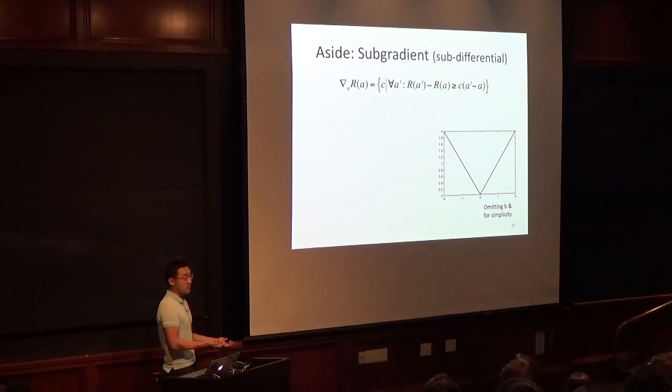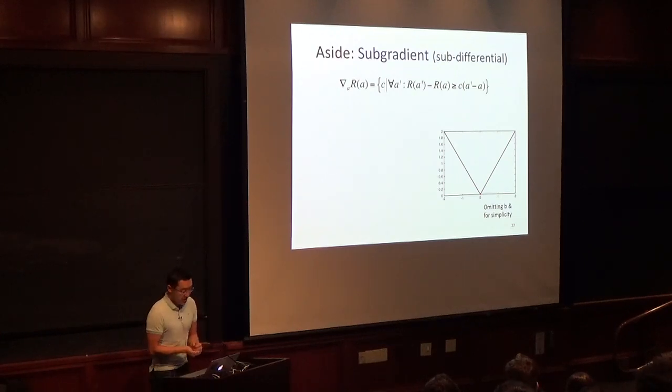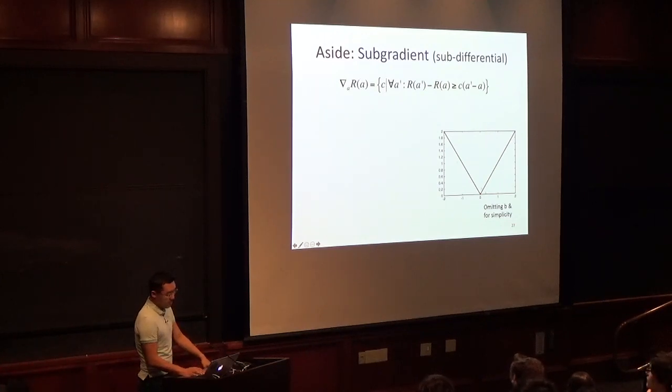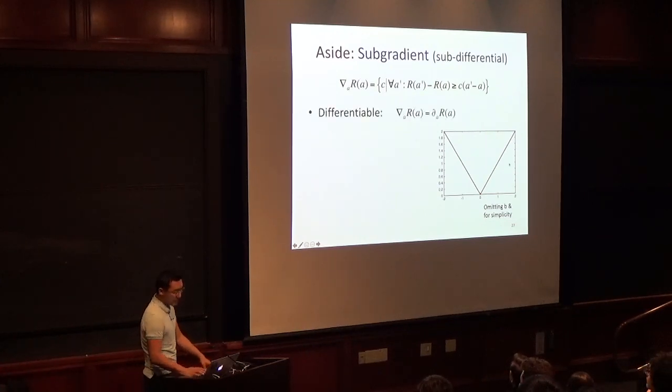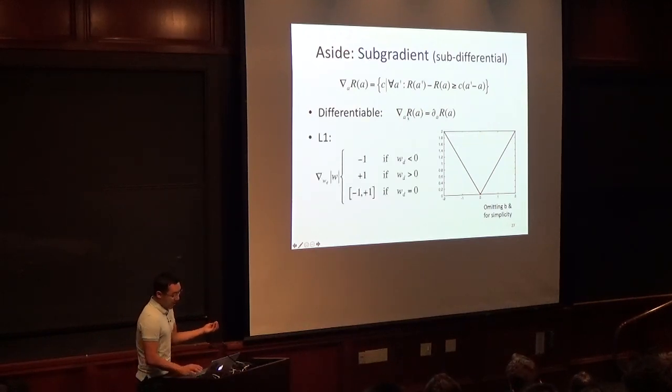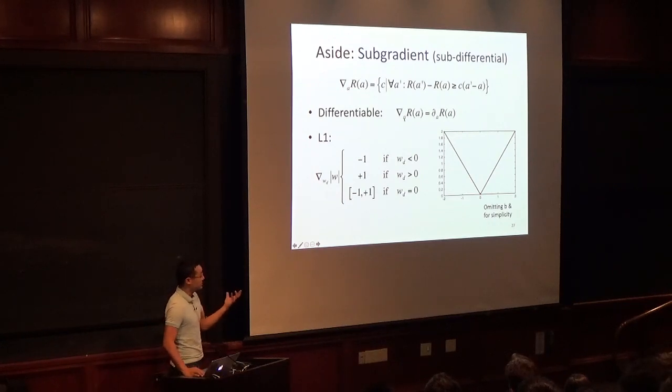But as long as these functions are convex, which this is, the subgradient exists. And the subgradient is simply the set of slopes, in the 1D case, that sit under the function. So if the function is differentiable, the subgradient is exactly the gradient. Or in other words, the subgradient is a singleton set. In the case where the function is not differentiable, the subgradient is an actual set with more than just a singleton item in it.